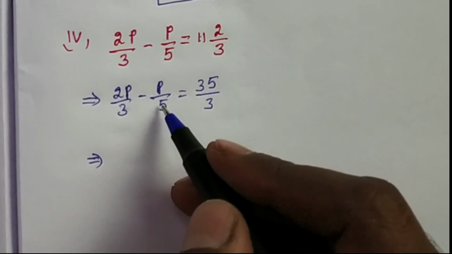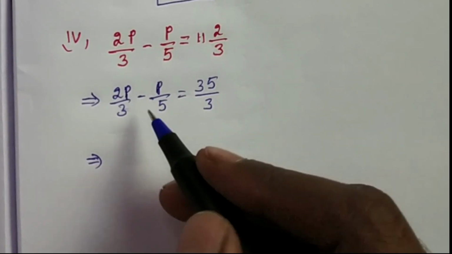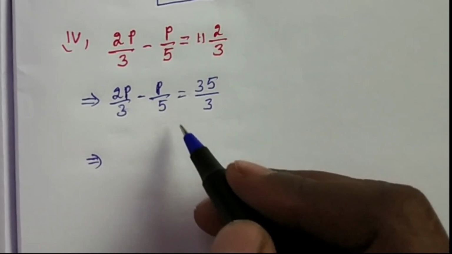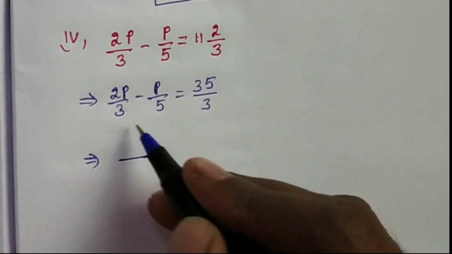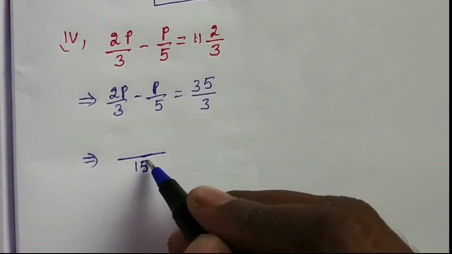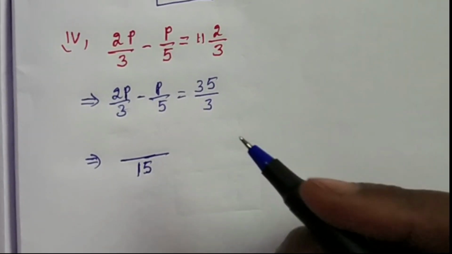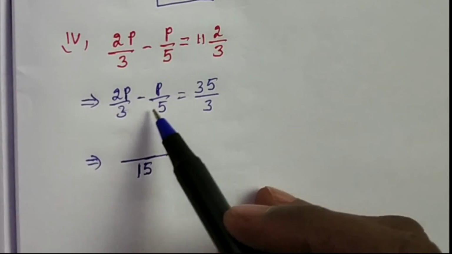Next, do the LCM of the denominators on the left hand side. 3 and 5 are prime numbers. So the LCM of prime numbers is its product. So 3 into 5 is equals to 15. So the LCM of 3 and 5 is 15. The LCM of two prime numbers is its product.